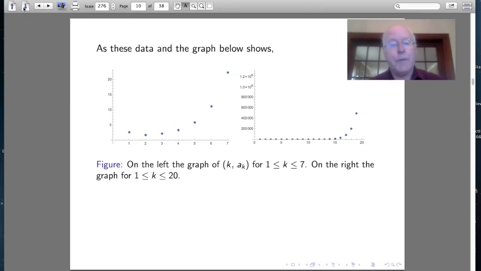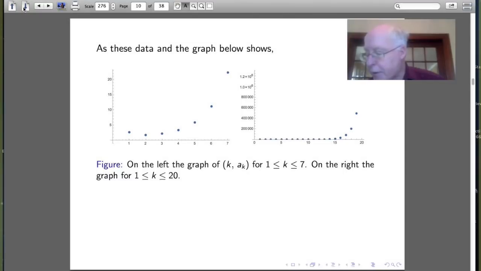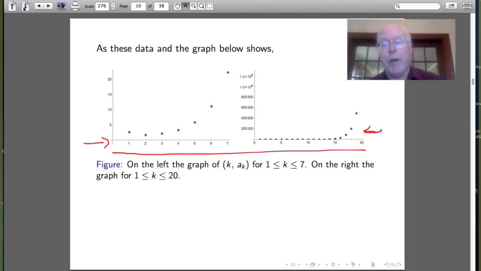So if we graph the sequence, the graphs we see here, in fact both of these graphs, consist of the k running along the horizontal axis. On the left, k runs from 1 to 7. In the right diagram, we've looked at more terms of the sequence. k runs from 1 to 20.